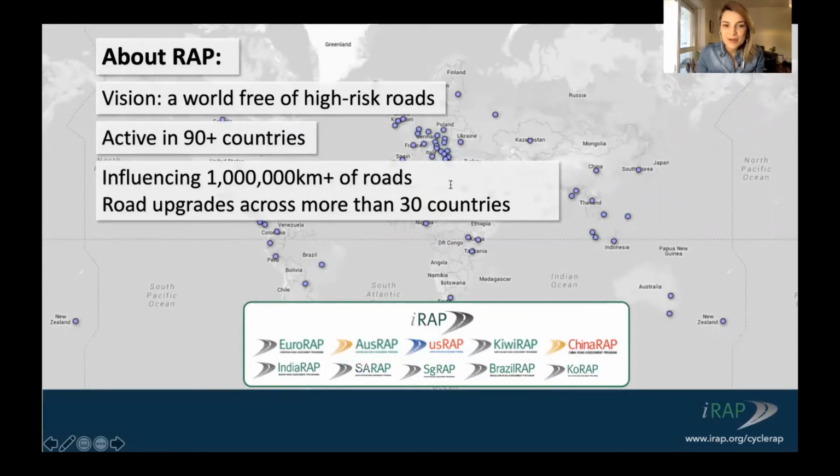But first, let me tell you a bit about iRAP. iRAP is a charity organization that has this vision of a world free of high-risk roads. The products and methodologies we developed already help upgrade roads across more than 30 countries, influencing more than 1 million kilometers of roads. We are currently active in over 90 countries with centers of excellence spread around the world.